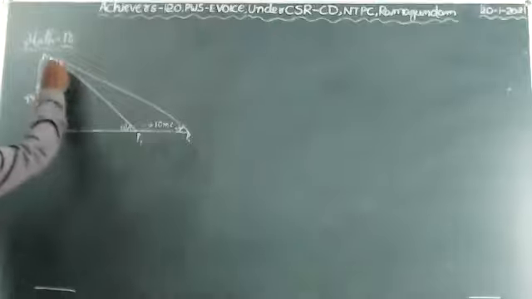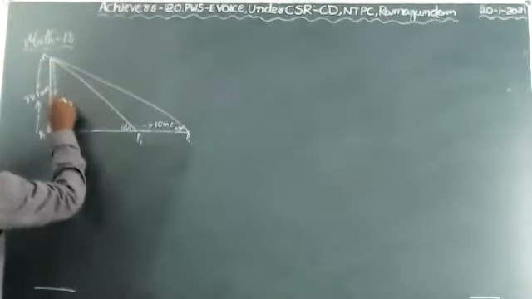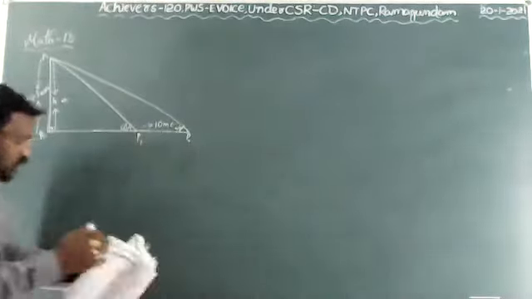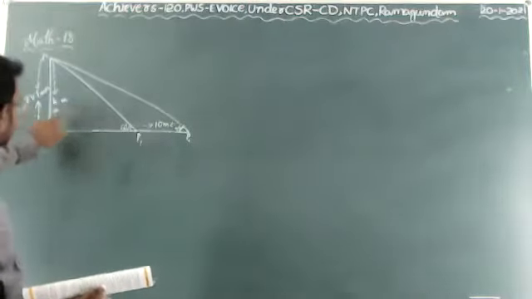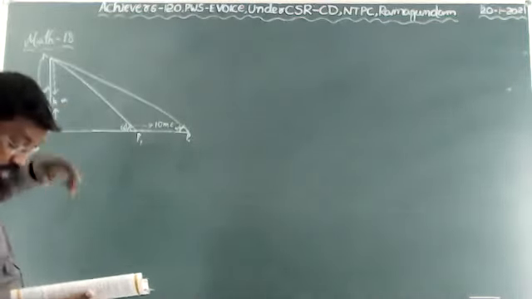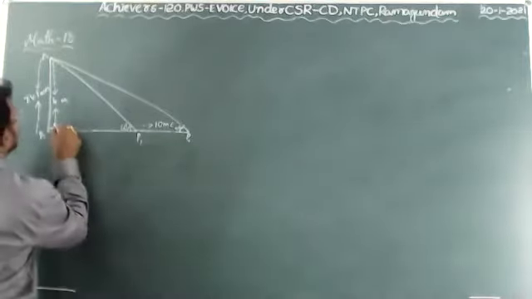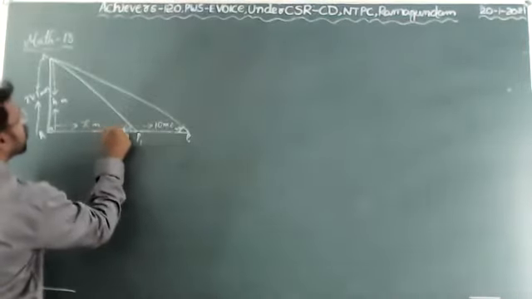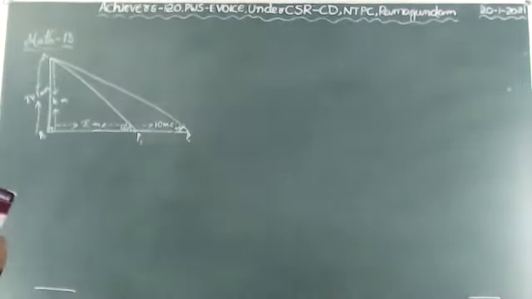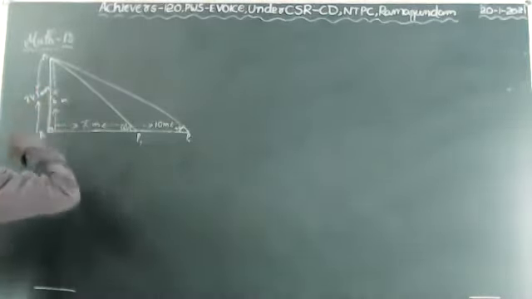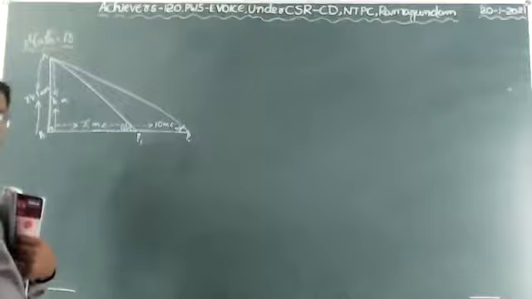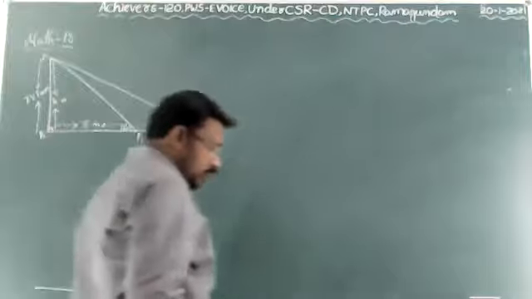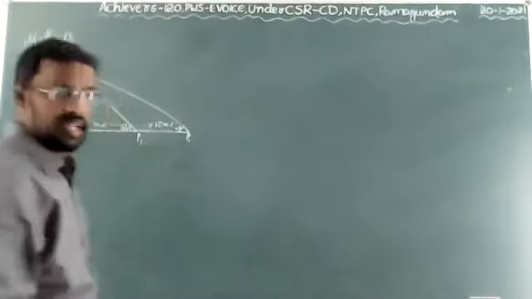This is the height of the tower. Let us take that the height of the tower is h meters. Meters means you have to take that one also in meters. And also find the height of the tower and the width of the road. This is the width of the road. Let us take the width of the road to be x meters.